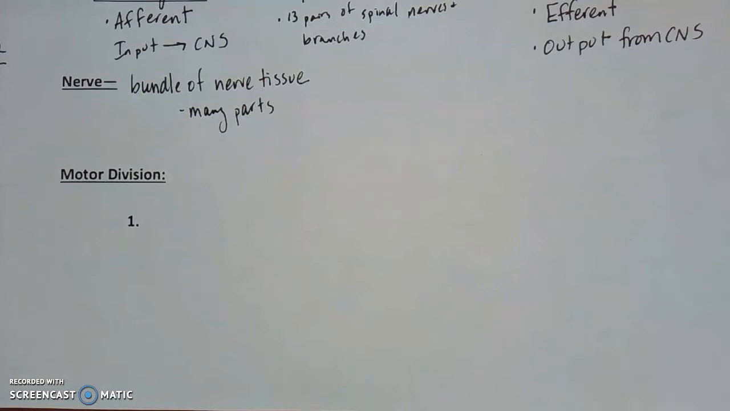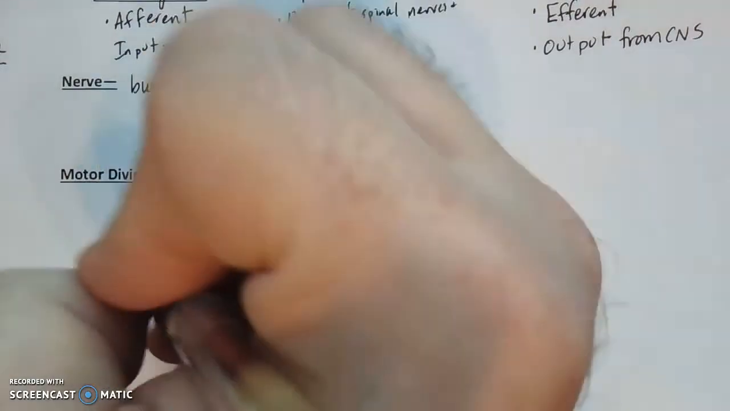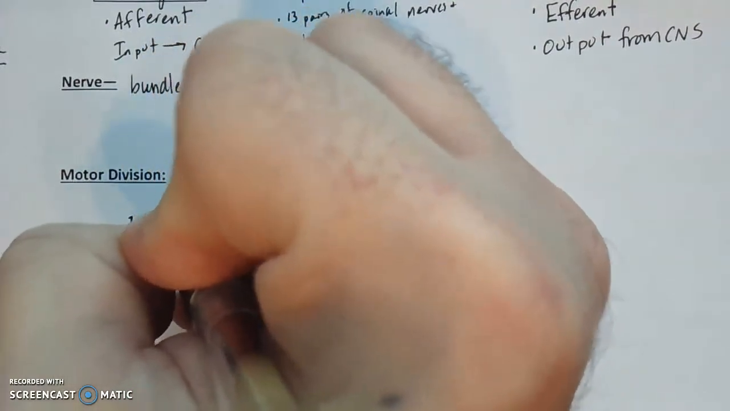So cranial nerves, spinal nerves, the branches, they all have a very similar structure when it comes to a nerve. Now there are a couple differences, but as we go through this unit, we'll see what some of those are. So we're going to take a deeper look into the motor division, that efferent or output. There are three major parts of this.